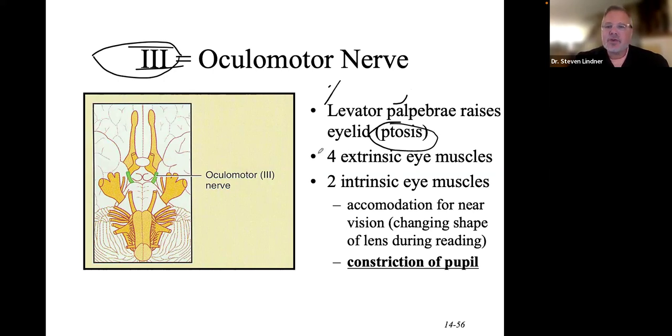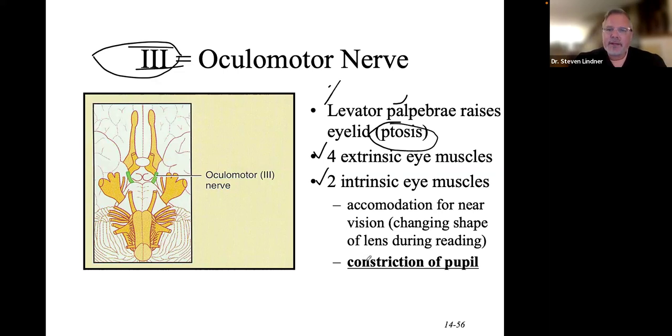The oculomotor nerve controls the 4 extrinsic eye muscles, everything but the lateral rectus and superior oblique. And it controls 2 intrinsic eye muscles. And these intrinsic eye muscles are involved in altering the shape of the lens to help you with your vision.